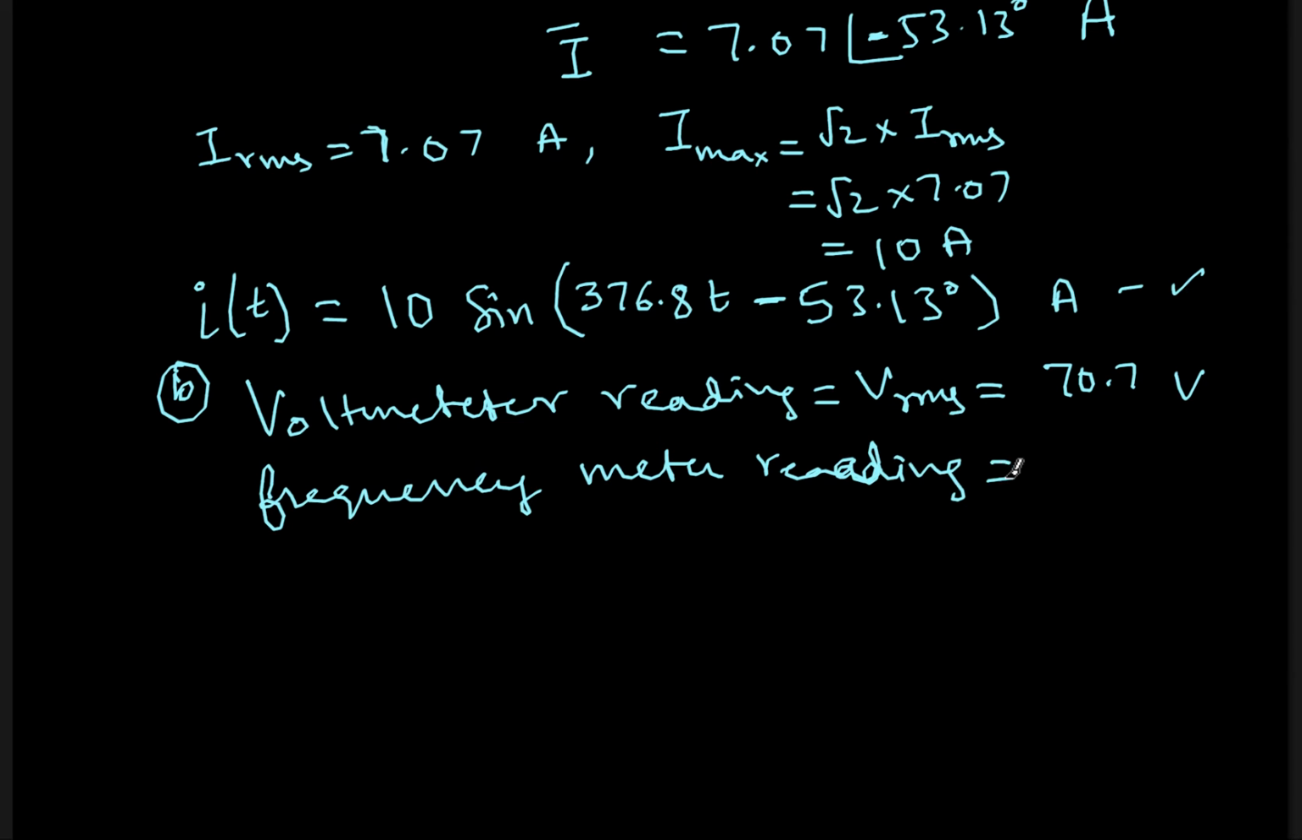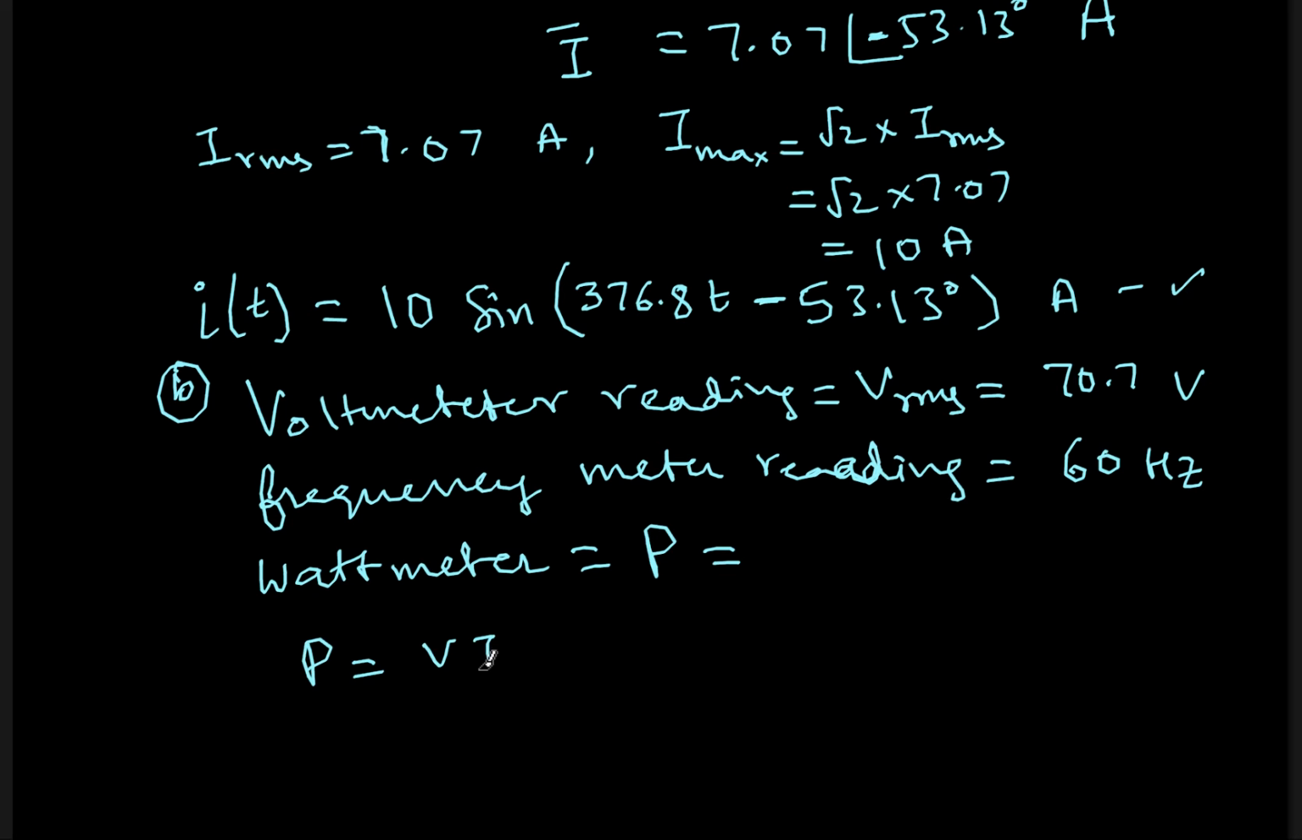So, of course, we also calculated that. So, it will be 60 Hertz. Wattmeter reading. So, wattmeter reads the active power, and the active power can be calculated as VI cos phi. This is one formula. Another formula is I square into R.